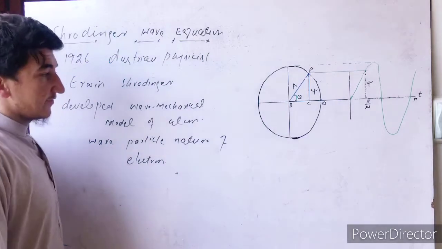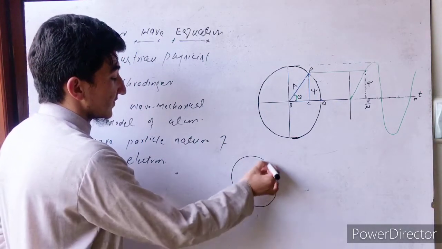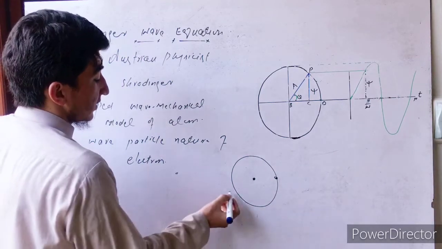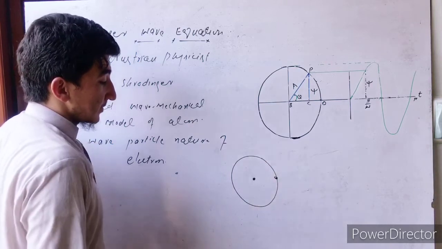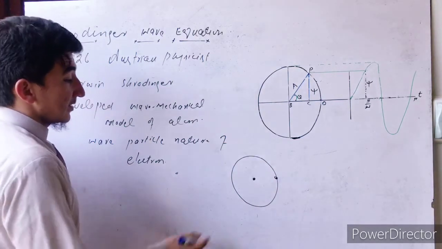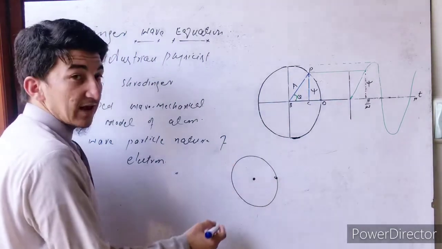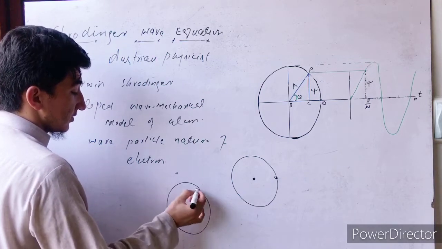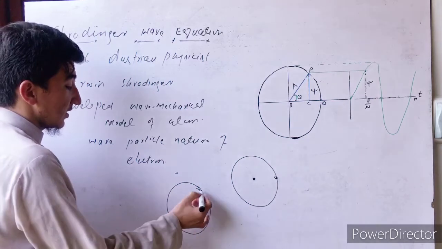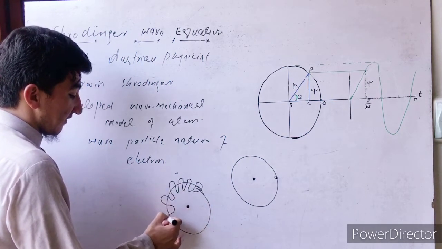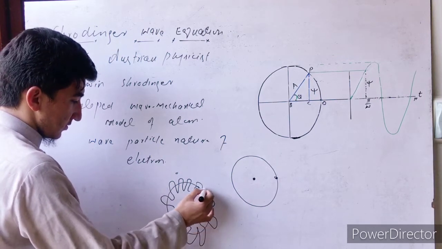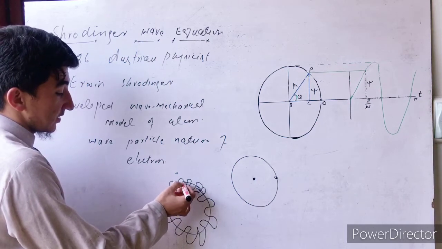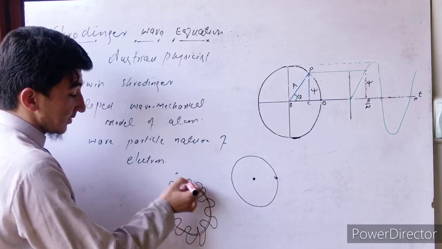From Bohr's perspective, we know that electrons revolve around the nucleus in a fixed path, which is known as a shell or orbit, and the electron is only found in this path. But Schrodinger says that the electron has wave-like motion in three dimensions. This means that the electron is revolving around the nucleus in three-dimensional motion like a standing wave. The electron can be found here and here, but the maximum probability of finding the electron is in this center, where the concentration of electrons is maximum.